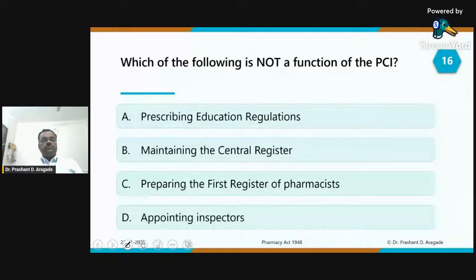Now, which of the following is not a function of PCI? Which of the functions given below is not a function of PCI? So option A, prescribing education regulation. Option B, maintaining the central register. Option C, preparing the first register of pharmacists. And option D, appointing the inspectors.